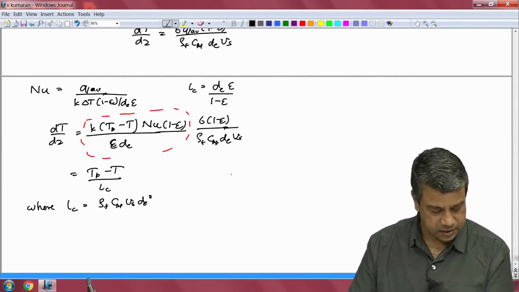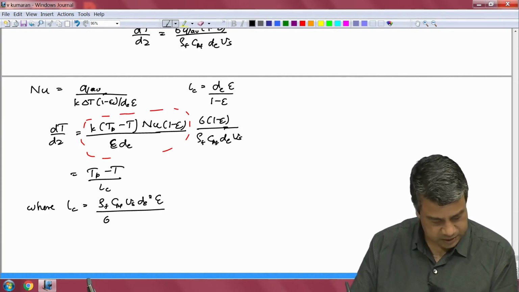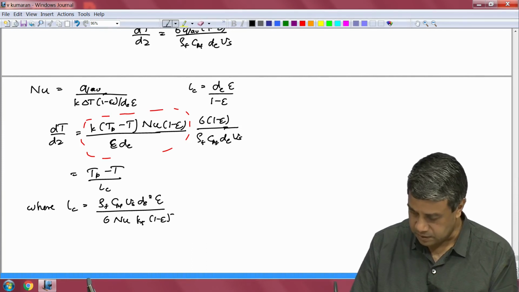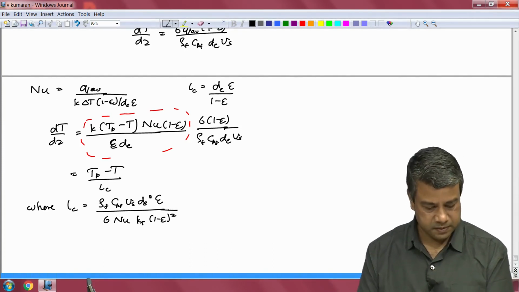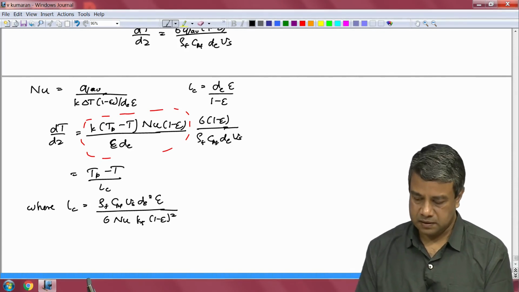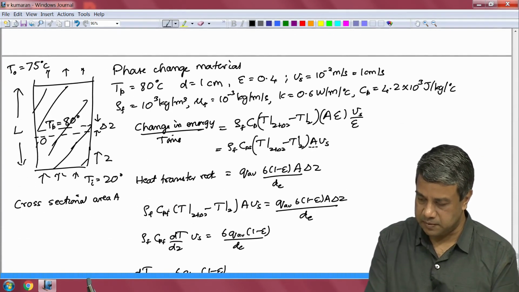Okay, Vs dE square epsilon by 6 Nusselt number Kf into 1 minus epsilon the whole square. That is the characteristic length. And you can calculate this characteristic length by substituting all the parameters here.